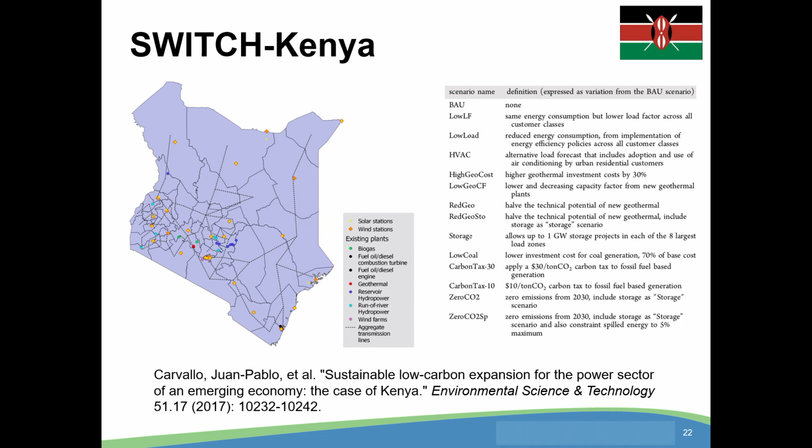And since we're in the African Pavilion, I want to also mention some of the work that's already been done in Africa. So there is a Switch Kenya model. On the left, you'll see a map of the existing electricity infrastructure, and on the right, you'll see a variety of scenarios that were explored in this analysis.